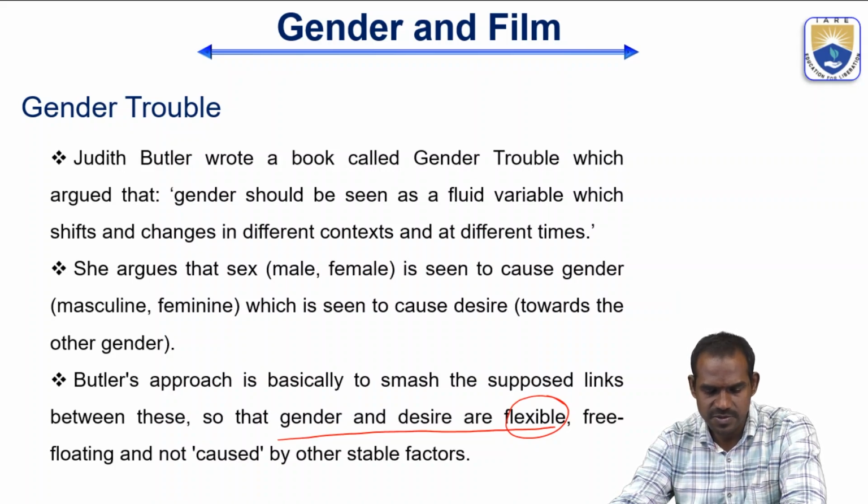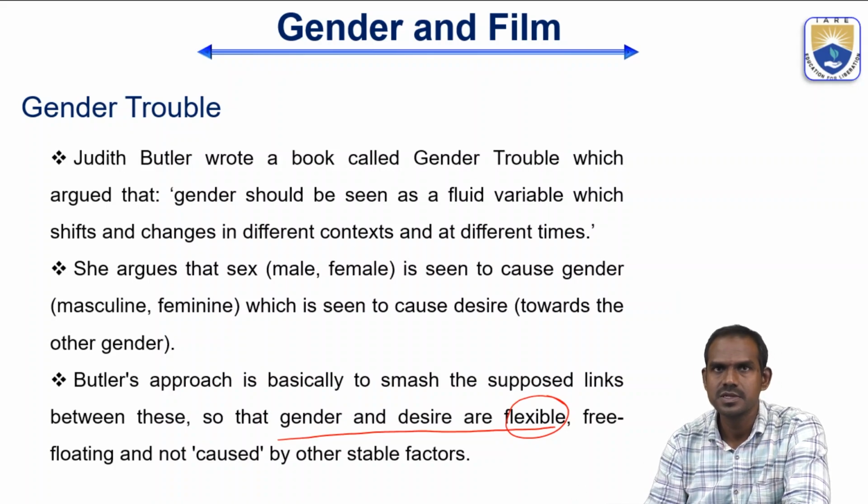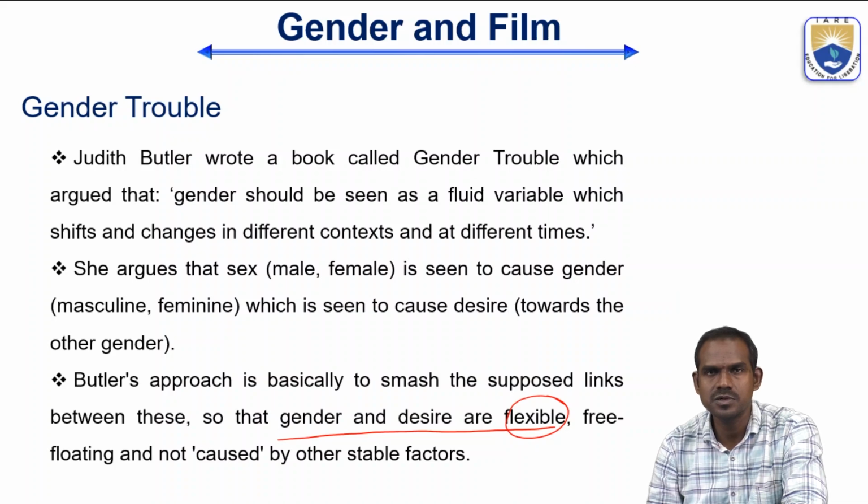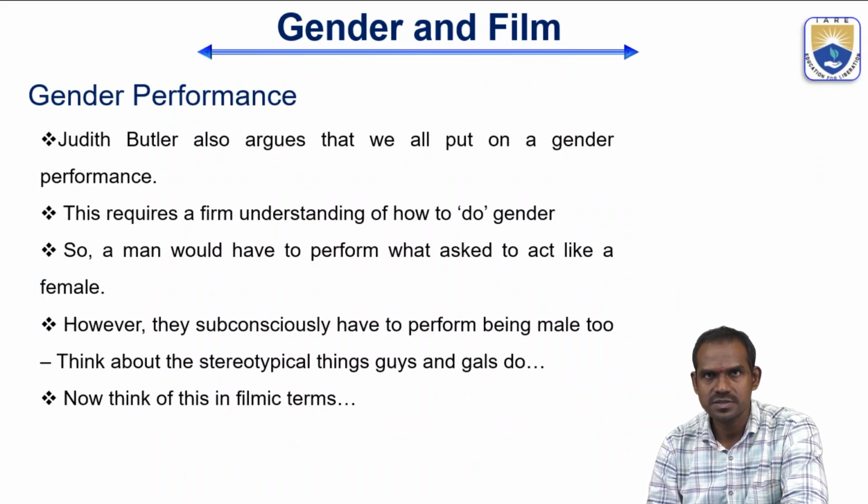Okay. So what is Butler's approach? It is basically to smash the supposed links between these. Between what? Gender and desire. So gender in terms of masculine and feminine, desire with respect to the opposite gender. Okay. So these are flexible and free floating and not caused by other stable factors. Okay. So this is about the book written by Judith Butler, which is named Gender Trouble. Let's look at the next content.